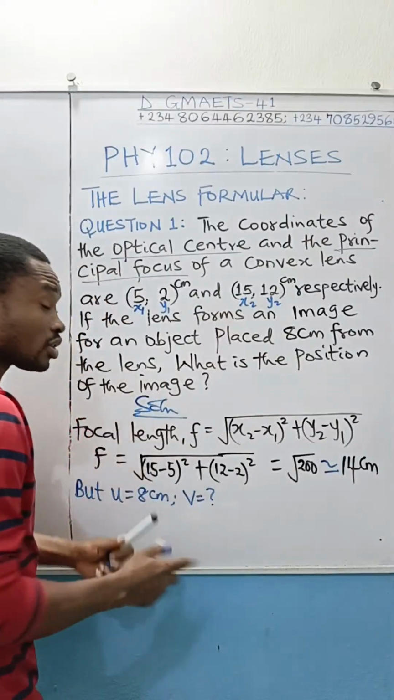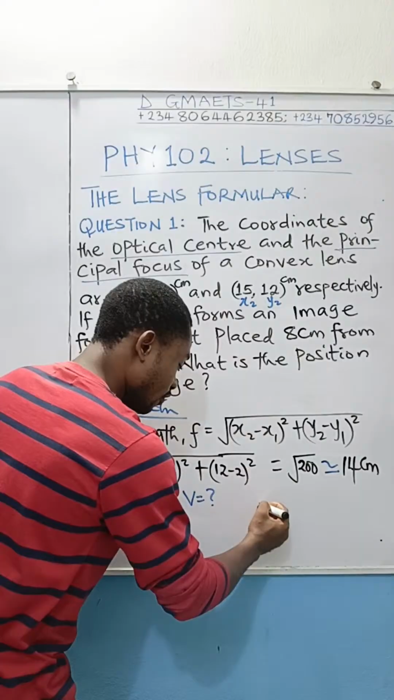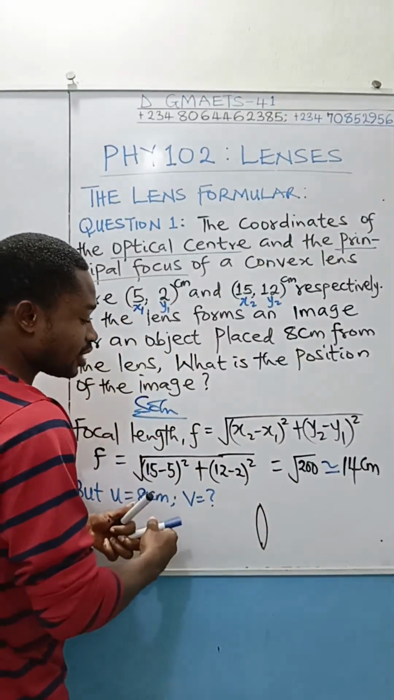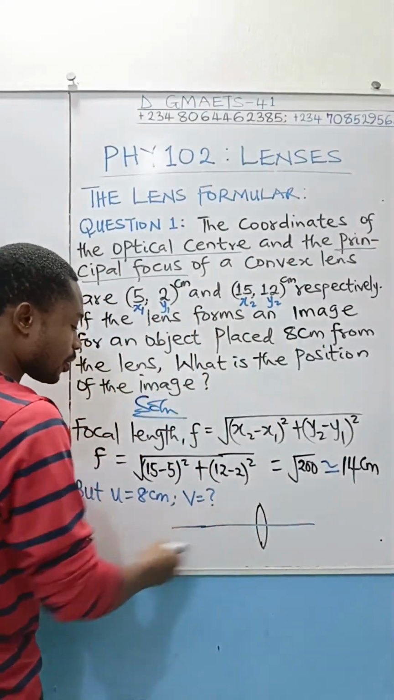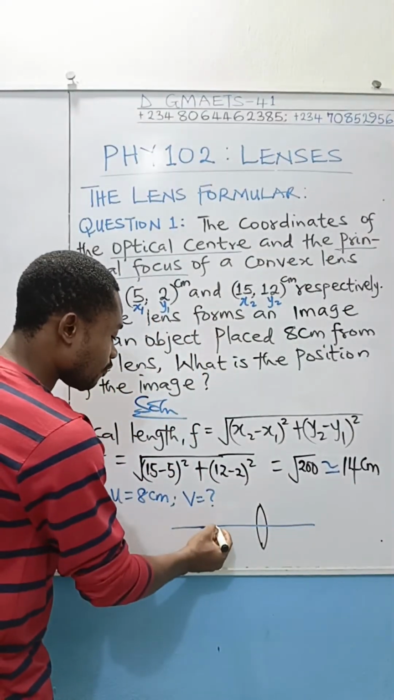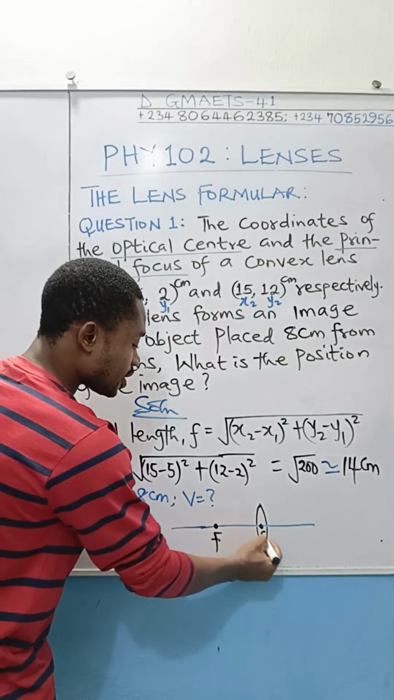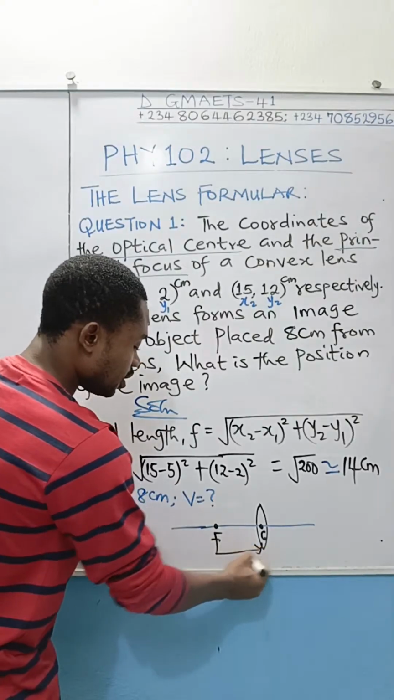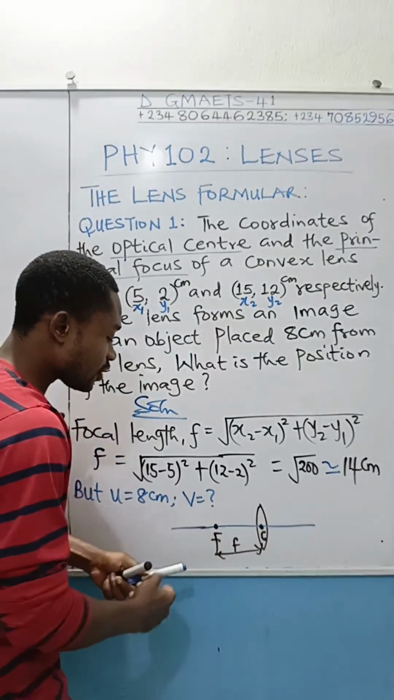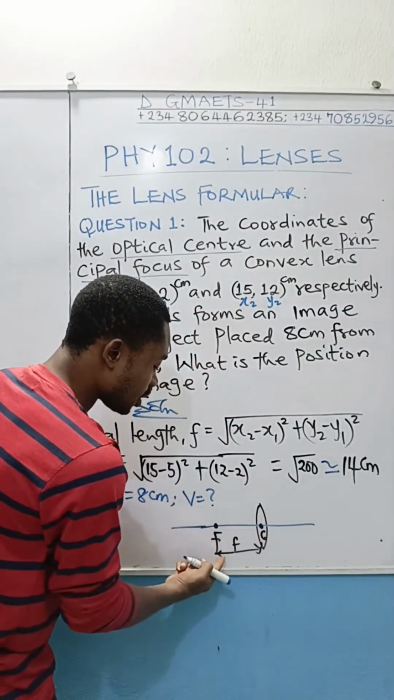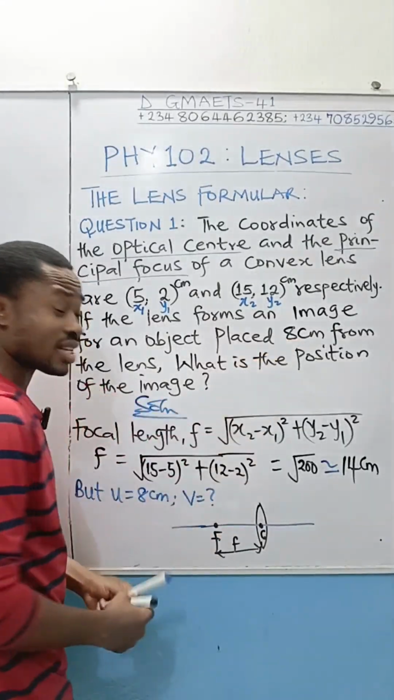So let me sketch something for you to see quickly. It's also in that lecture video I asked you to take. Let us assume that this is the convex lens, and you have your principal axis going this way. On the principal axis, you have your principal focus here, then here is the optical center C. The distance from here to here is your focal length F. F is 14 centimeters from here to here. And then you observe that the object distance is 8 centimeters.